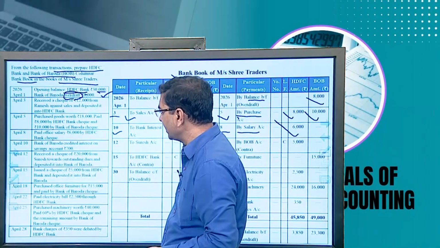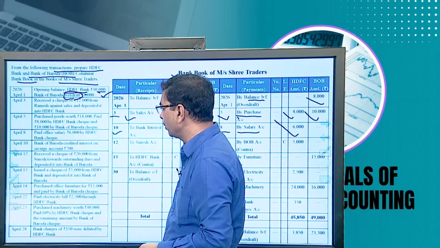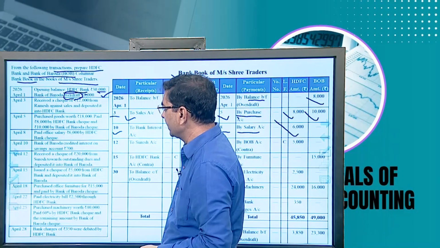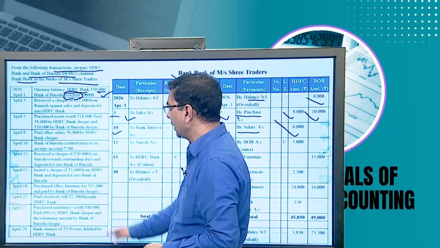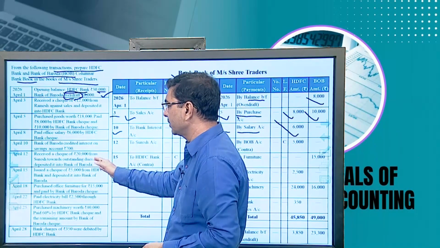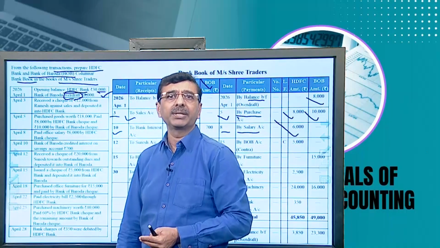Next is received a check of rupees 20,000 from Suresh towards outstanding dues and deposited into Bank of Baroda. So now we received 20,000 rupees from Suresh and we deposited it into Bank of Baroda.